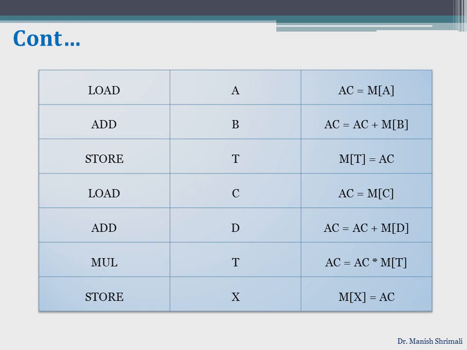Then we store into T, a temporary memory location, the final contents of the accumulator, in which we now have the contents of A and B added. Now to perform the C plus D operation, we load C, just like we did in the case of A.